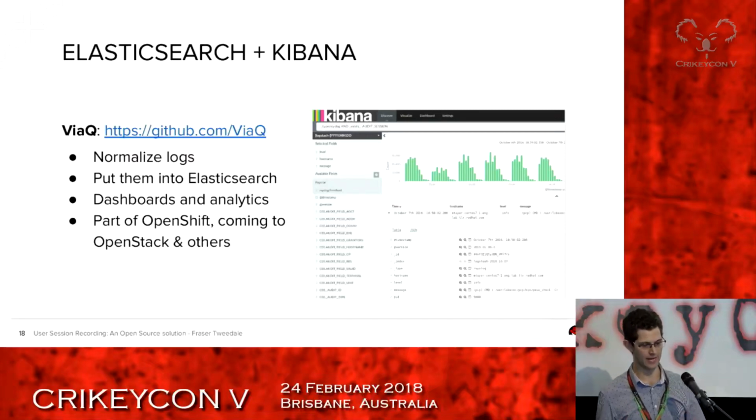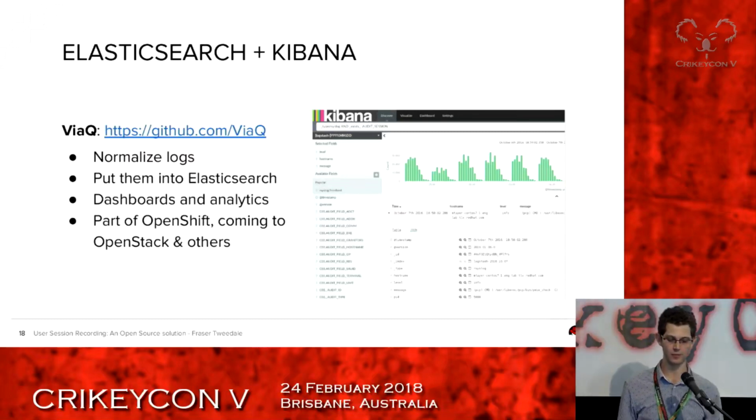These are being brought into the Red Hat portfolio as the VIQ project, which are going to normalize logs, put them into Elasticsearch, and provide the dashboard and analytics. The VIQ is seeking to have a unified approach to common, centralized logging across Red Hat's whole portfolio. It's already got an OpenShift component or interface for doing this. They're working to bring it to OpenStack and to other parts of the Red Hat portfolio.